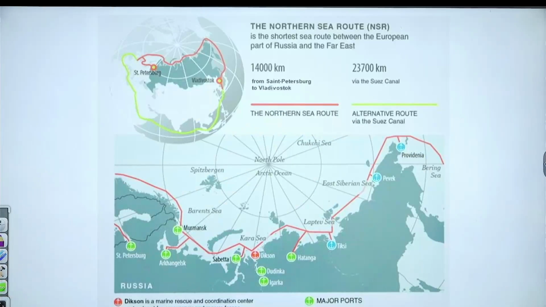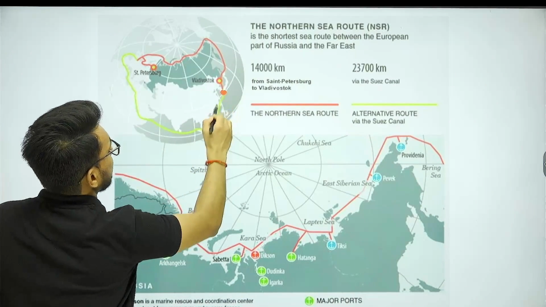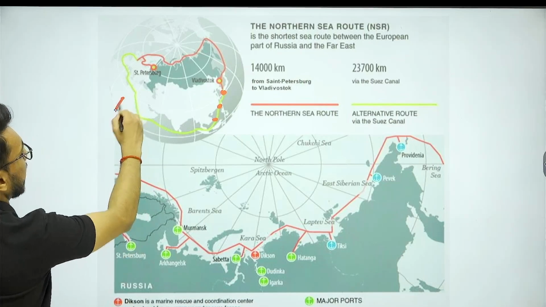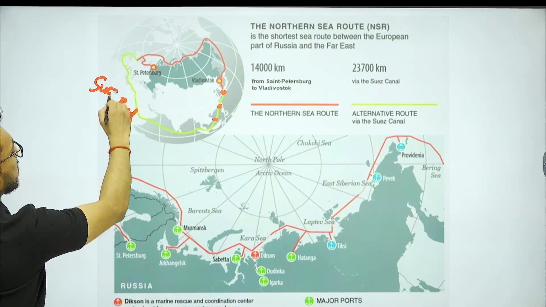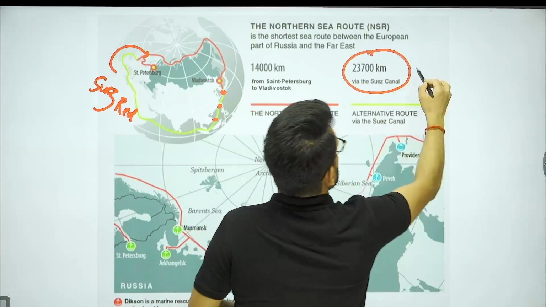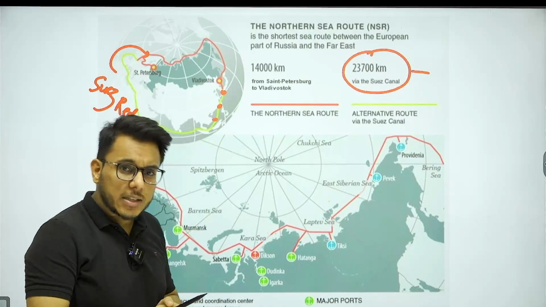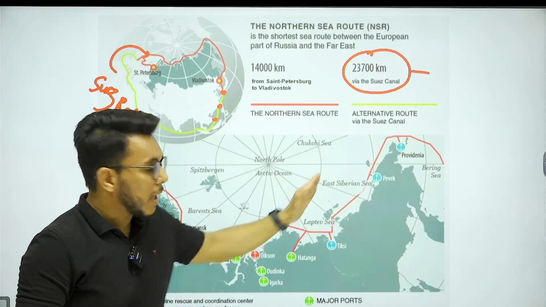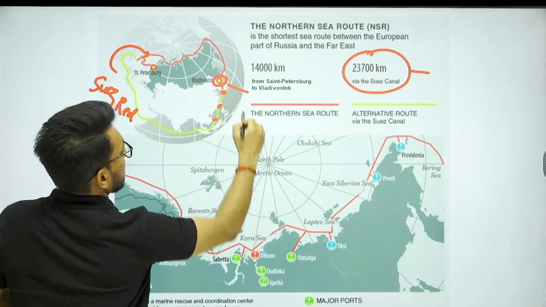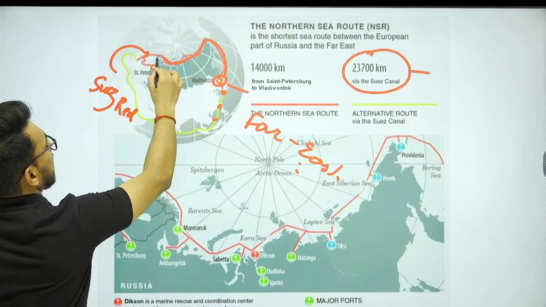Right now, if any shipment is to be sent from Asia to Russia, what does it have to do? It has to pass through the Red Sea, through Suez, then through Europe, and it will reach Russia. This route via the Suez Canal is approximately 24,000 kilometer or 23,700 kilometer long. Now, the Northern Sea Route is an alternative to the Suez route through the Pacific and Arctic region. So basically, Vladivostok, in the far east of Russia, via the Arctic region, will be connected with St. Petersburg.